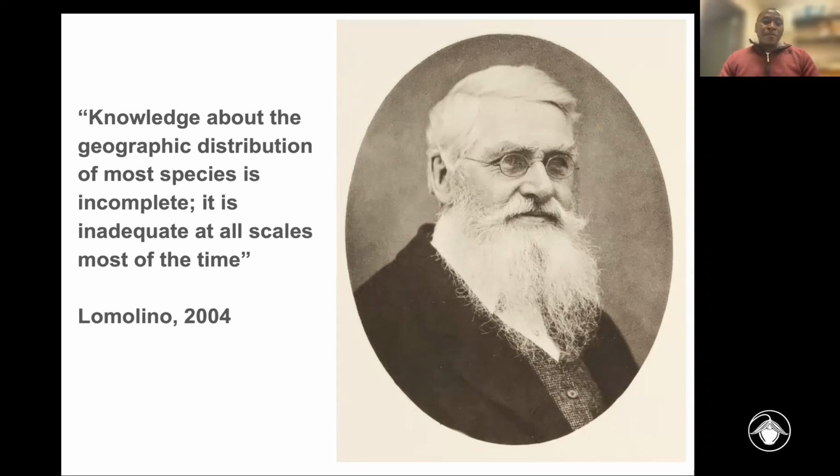But there was a shortfall, a limited information, that was attributed to him: that the knowledge about the geographical distribution of most species is incomplete, and it is inadequate at all scales most of the time. It is what is referred to as the Wallacean shortfall, which expresses that our understanding of the geographical distribution of many taxa on Earth is incomplete. And that tells us that we need to go out there and do more and more botanizing, field surveys and data collection, because we don't have a great record of taxa distribution, which can affect our analysis.